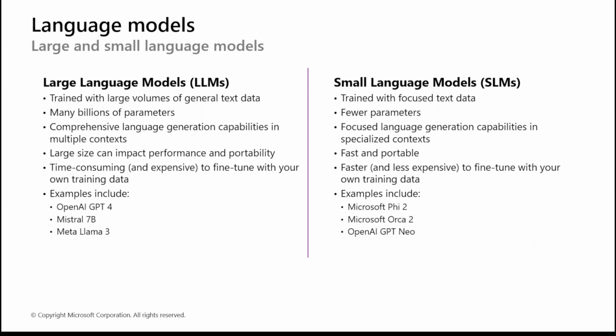You have, for example, Microsoft Phi-2, you have Microsoft Orca 2, and then OpenAI GPT Neo. Those are all small language models, and they can be portable, they can do a lot. Whereas large language models can be amazing.